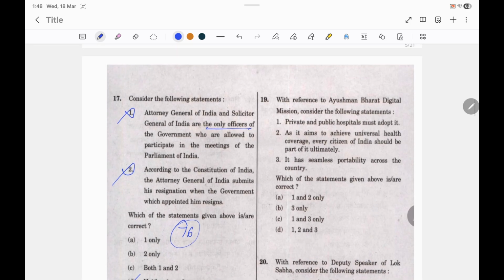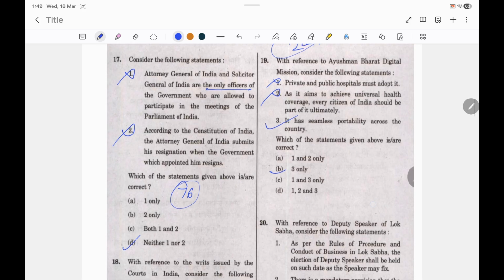Moving to the next question, which is talking about the Ayushman Bharat Digital Mission launched in 2021. Private and public hospitals must adopt it. It is not a compulsion. It is optional. As it aims to achieve universal health coverage, every citizen of India should be a part of it. No, it has specific criteria. It has seamless portability across the country. Hence, only the third option is correct.